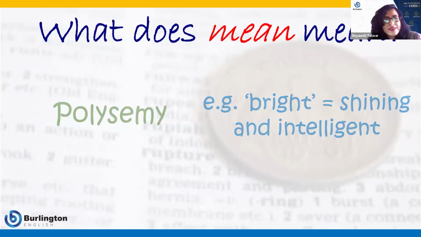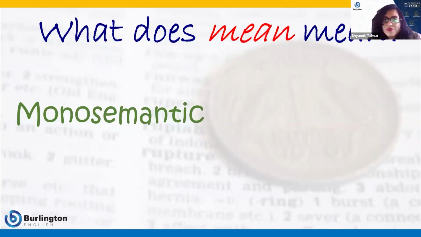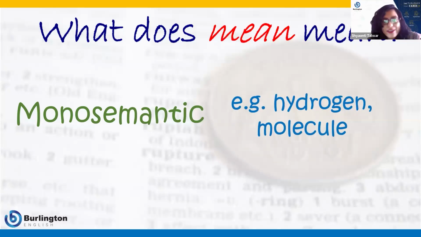And then there are words which are monosemantic, which means they have only one meaning. For example, if you say hydrogen, it can't stand for something else, right? Hydrogen means the gas hydrogen. Molecule means what it means.